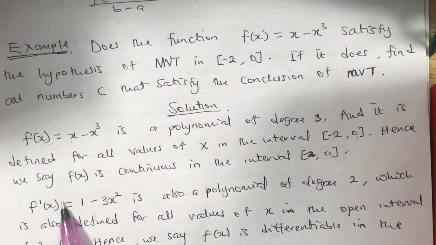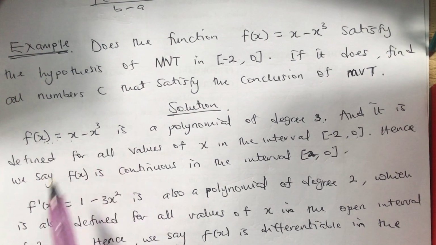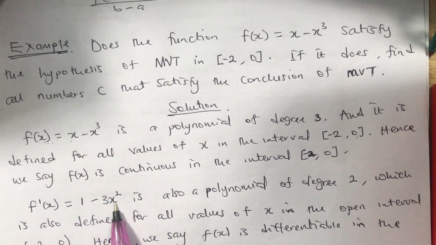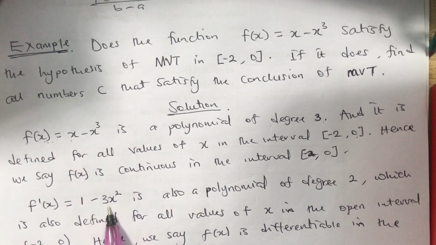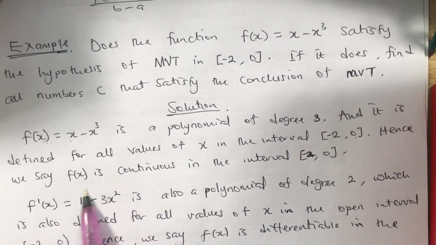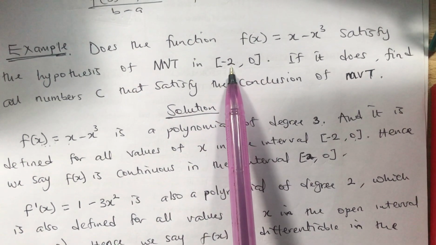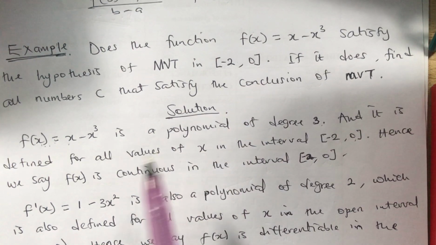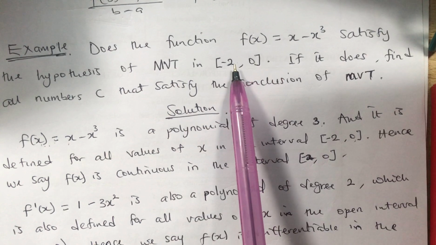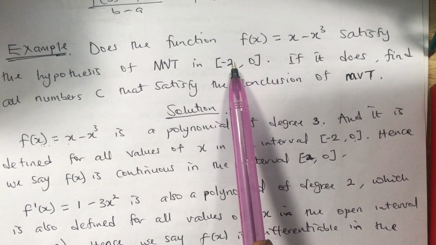What you have to do firstly is to differentiate the function. Differentiating this function using the polynomial rule, we have that f prime of x equals 1 minus 3x squared. This is the differentiation of this function, which we call f prime of x. So we now check if this function is defined in the open interval minus 2, 0. We consider the open interval. We are going to neglect minus 2 and 0. We consider the values between minus 2 and 0.